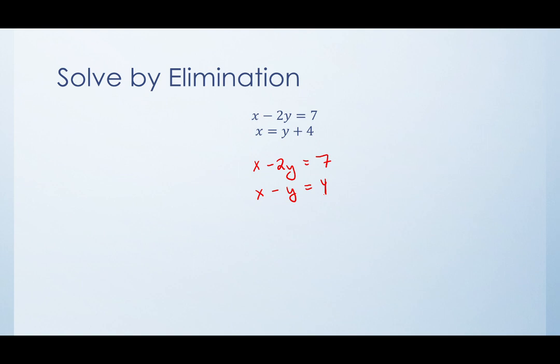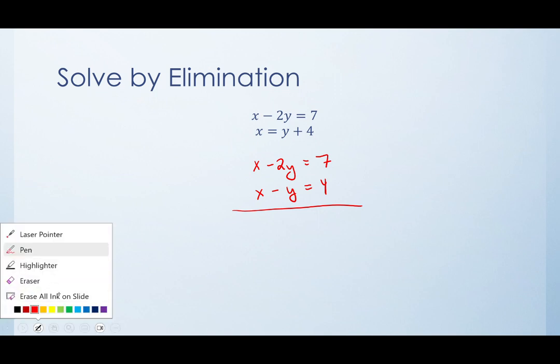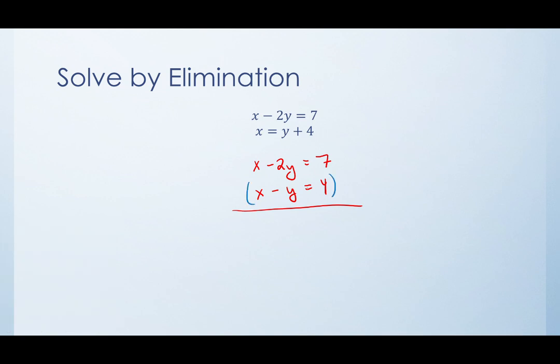And now here, what's going to be easiest to eliminate is going to be the x's, because I have a coefficient of 1 on both of them. And you can think of this as we're going to multiply through by negative 1. Or you can think of it as subtraction. They're the same thing. I'm going to go ahead and rewrite, because why not? So negative 1 times y, negative y is going to be plus y, and then of course minus 4. And now we're going to add our two equations.